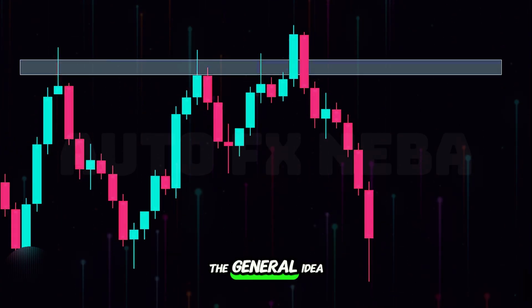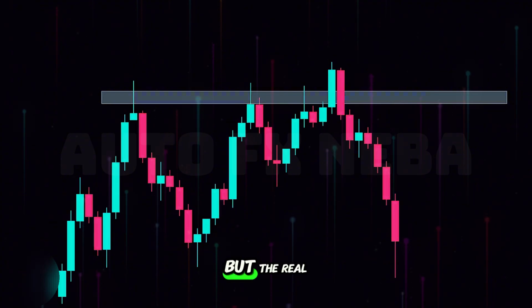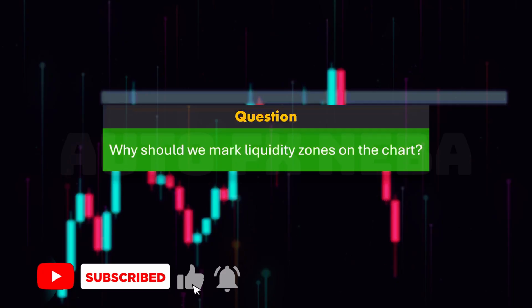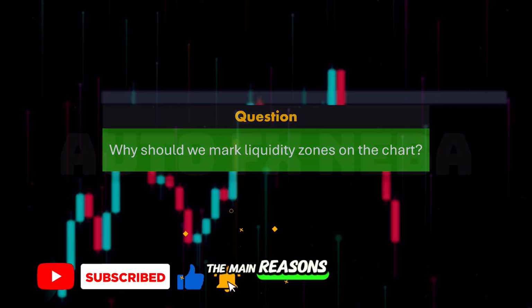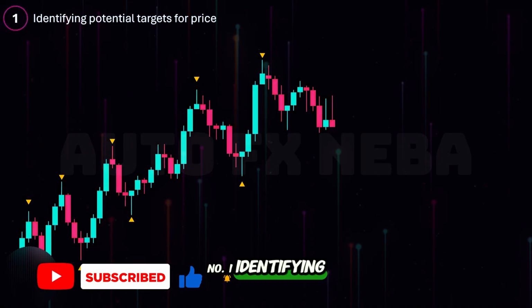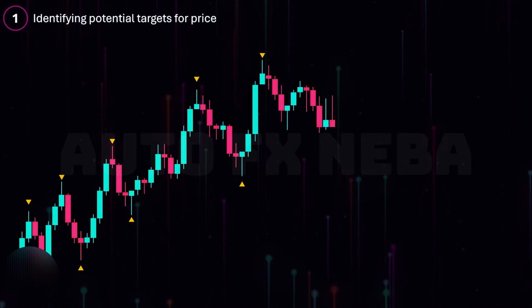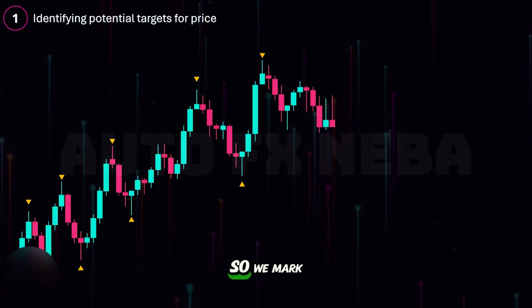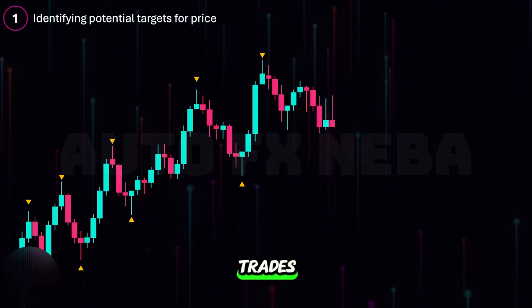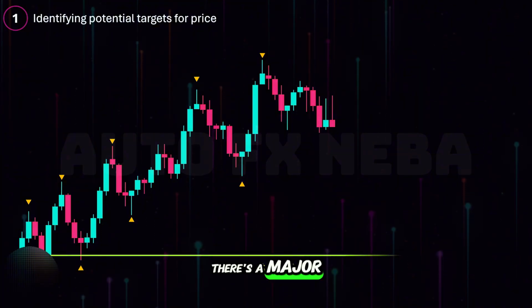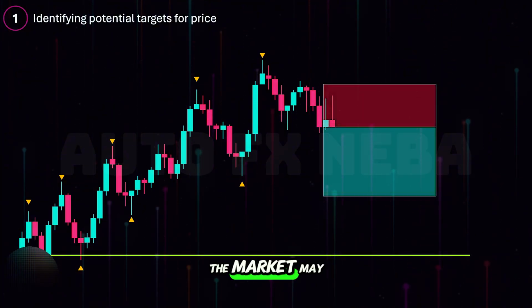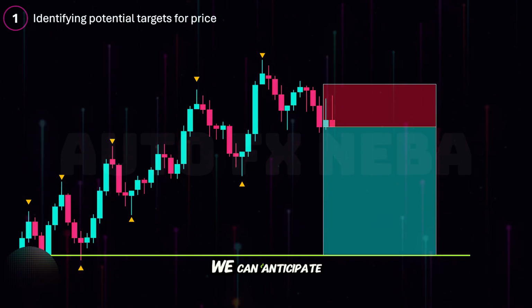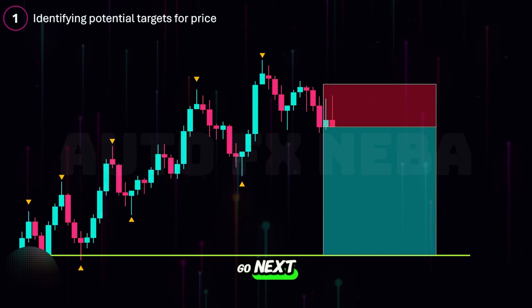Now, we've covered the general idea of liquidity. But the real question is, why should we mark these zones on the chart? Let's look at the main reasons. Number 1, identifying potential targets for price. The market moves toward liquidity zones because it is required for future movements. So we mark these levels as targets for our trades. For example, if there's a major liquidity zone below the price, the market may push the price there to grab that liquidity. By marking these levels, we can anticipate where the price is likely to go next instead of guessing.